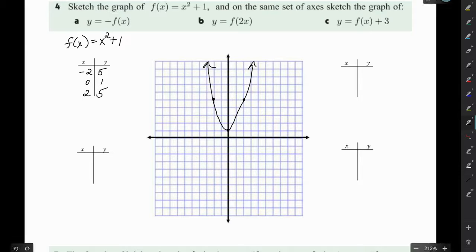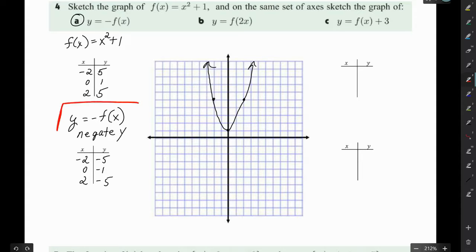All right, next I'm going to graph letter A. So we've got y equals negative f of x. When that negative is out front, that means that we're going to reflect over the x-axis. So that means that all the y values are negated. So we're going to negate y. The x values remain the same. All right, I'll do this guy in red. And if we did this correctly, we should have reflected perfectly over the x-axis, and we did.